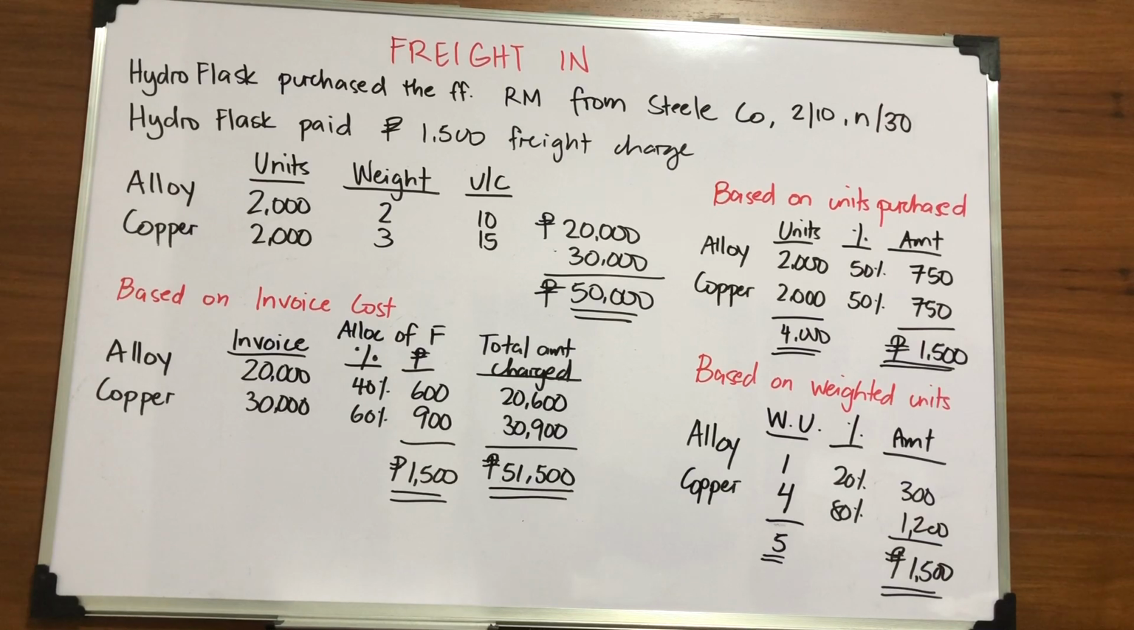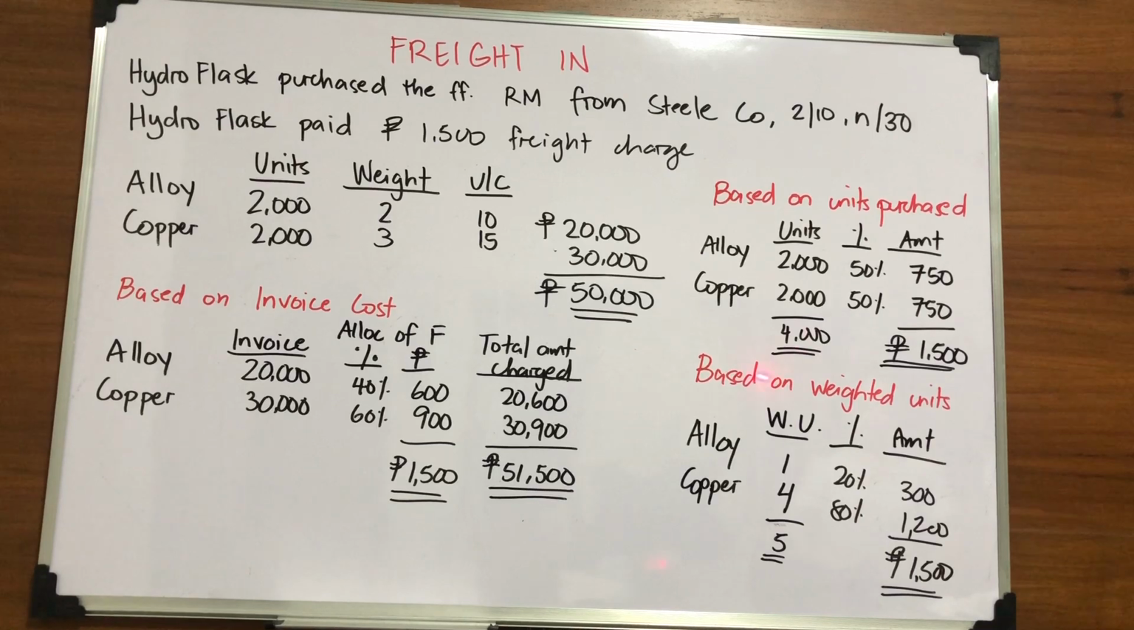So the total amount charged for each type of raw material, for your alloy, you will be getting your invoice cost of 20,000 pesos plus your freight charge of 750. It will be equal to 20,750. While for copper, you add your allocated freight of 750 pesos plus your invoice cost of 30,000, you would be getting 30,750, which again would be equal to 51,500. Similar with your invoice cost here. Okay? The only difference between these two is how you allocated the freight to each type of material.